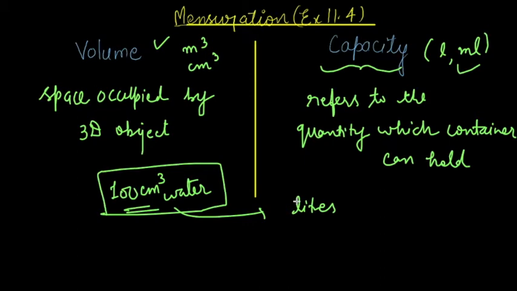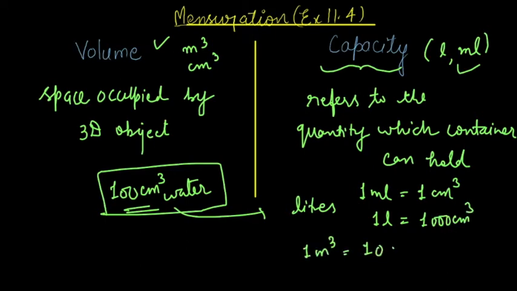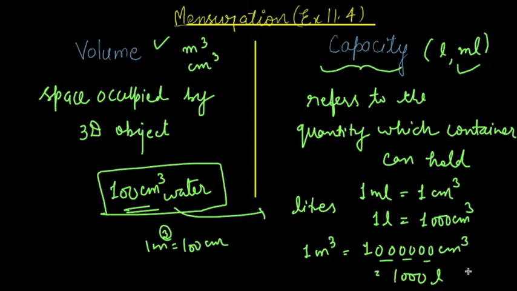So we have to write this into liters because we are talking about how much water it can hold. There are certain relations in which we can represent meter cube and centimeter cube in terms of liters. 1 milliliter is equal to 1 centimeter cube. 1 liter is equal to 1000 centimeter cube, and 1 meter cube will be 10 to the power 6 centimeter cube, because 1 meter is 100 centimeter. When you put cube here, it means you will add 2, 4 and 6 zeros, and this is equal to 1000 liters. These are the relations which we are going to use in exercise 11.4, which will help us to solve the questions.